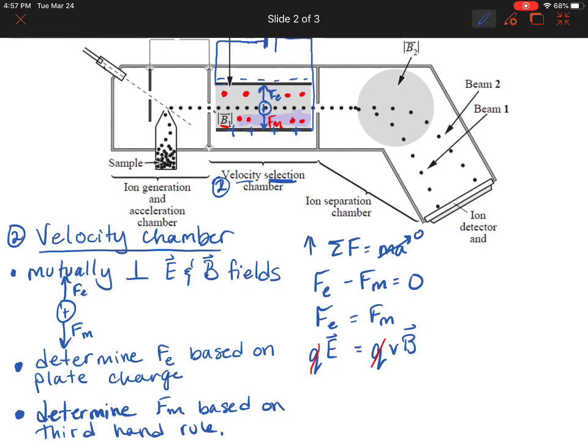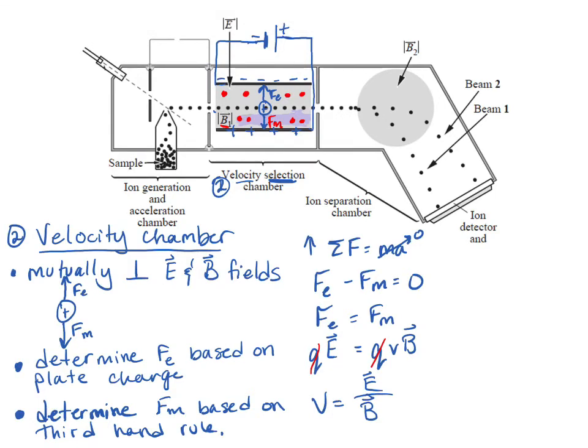And then we can solve for whatever we need to. Maybe this is where we solve for the velocity, and then we can go back a step and solve for mass or something like that. Okay? So what we get is our velocity is equal to the electric field divided by the magnetic field. And there you go. That's how we can figure out what velocity is required through the velocity selection chamber. Really, really important.